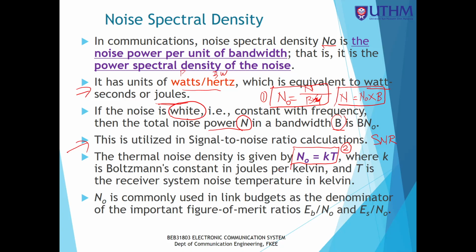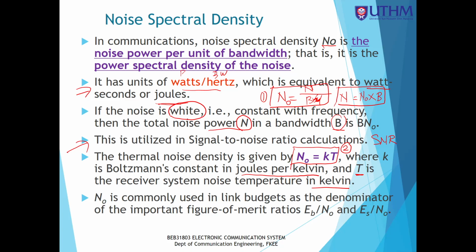So N0 is also equal to K multiplied with T, where K is the Boltzmann constant, the unit is joule per Kelvin, and T is the temperature, the unit in terms of Kelvin. So remember, temperature in your syllabus only uses the unit Kelvin, not Celsius. In your syllabus, temperature is used in terms of Kelvin.